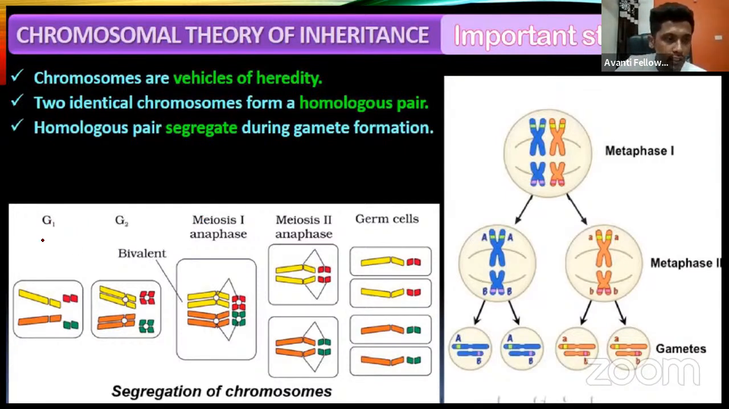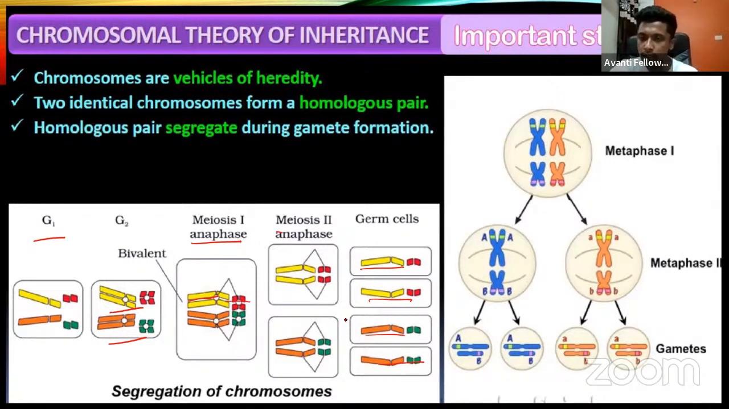Now you can see that during the G1 phase, we have homologous chromosomes. After S phase, they have duplicated and become pairs, so a homologous pair. After meiosis 1, what happens during the anaphase? Pairing will happen. In meiosis 1, the pairing will happen. By the end of meiosis 2, you can see in the germ cells that the homologous pair has separated like this. You can see the colors. The cream is going with green and the yellow is going with red. It is separating like this.